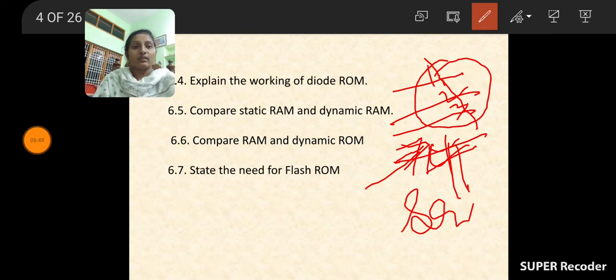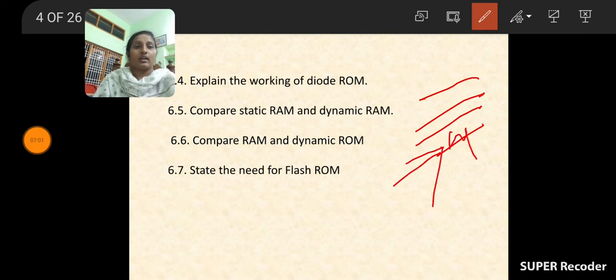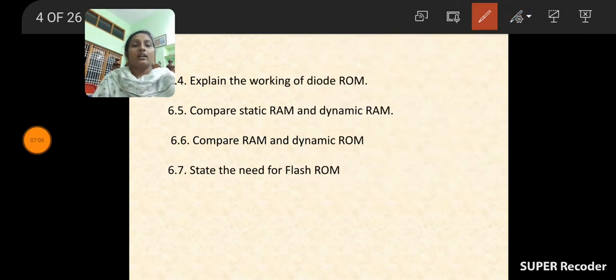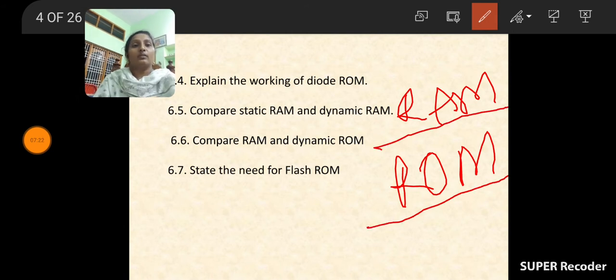So next one is called what? Direct access memory. So in direct access, irrespective of all other memory locations, the required location can be directly accessed either for the read operation or for the write operation. And according to their access, the memories are classified into two types. What are the two types? Random access memory, read only memory.